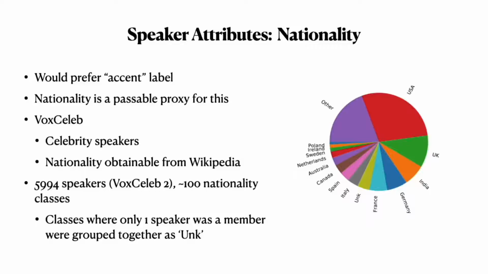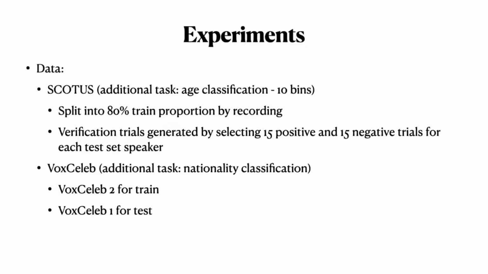So we performed experiments using age or nationality as additional tasks, with SCOTUS having this additional 10-bin age classification task, and VoxCeleb having this additional nationality classification task. And this is to train speaker embeddings. For SCOTUS, we split recordings into train and tests according to an 80% training proportion, and generated our own verification task by selecting 15 positive and 15 negative trials for each test set speaker.